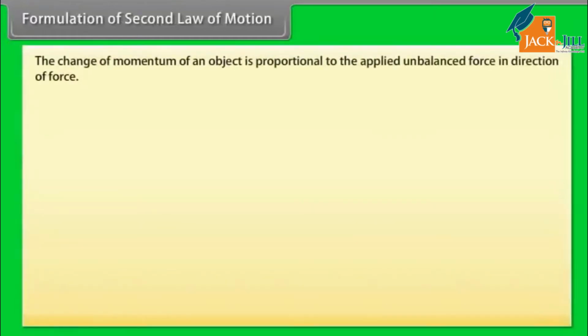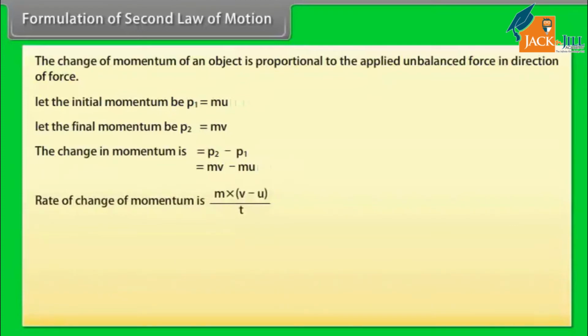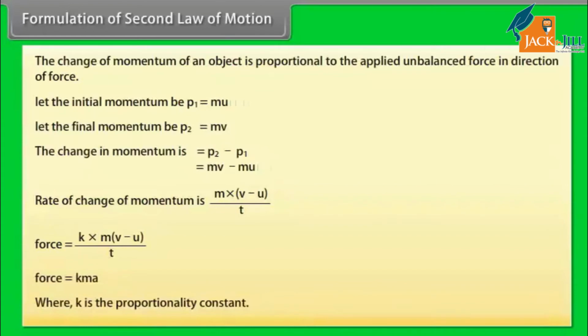Formulation of second law of motion. The change of momentum of an object is proportional to the applied unbalanced force in direction of force. Let the initial momentum be P1, which is equal to mu. Let the final momentum be P2, which equals mv. The change in momentum is P2 minus P1, which equals mv minus mu. Rate of change of momentum is m into (v minus u) whole upon t. Force is equal to k into m into (v minus u) whole upon t. Force is equal to kma, where k is the proportionality constant.